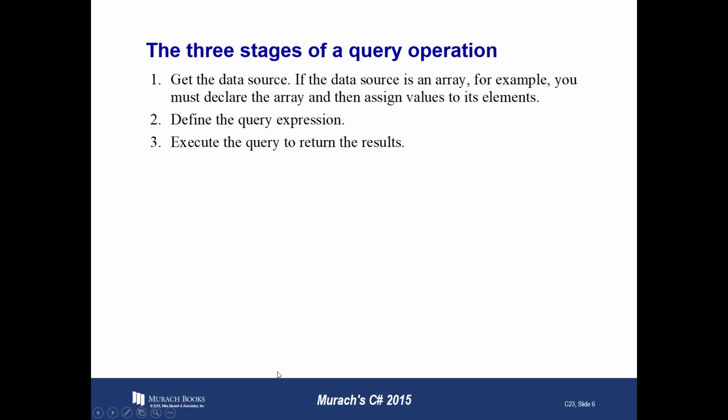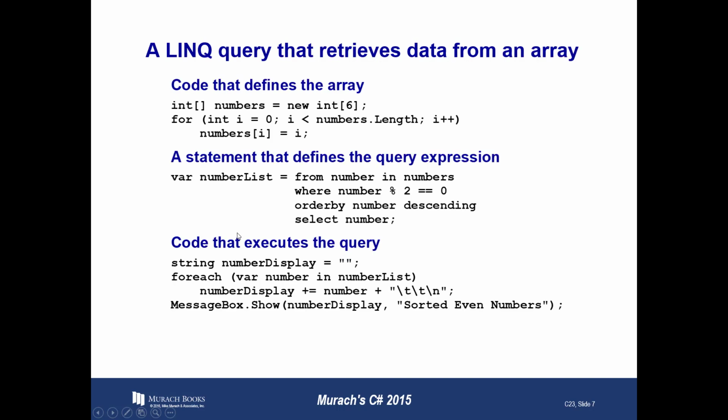So here are the 3 stages of a query operation. Number 1, get the data source. As already mentioned, most people that I know of that work with this aren't using it with databases. They're using it with arrays, lists, and collections of objects. As they mention here, if the data source is an array, you must declare the array and then assign values to its elements. Number 2, define the query expression. Number 3, execute the query to return the results.